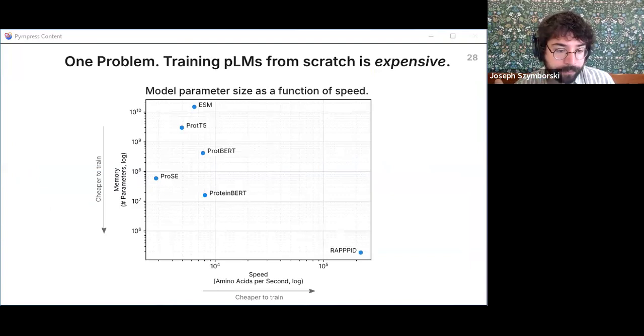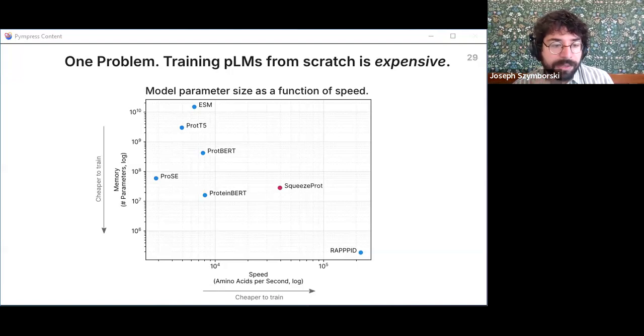There was just one problem. Training pLMs from scratch is really expensive. On the double log graph of GPU memory requirements and forward pass speed, things in the bottom right corner are cheaper to train, and things in the top left are more expensive. Networks like RAPID, my previous method, we're used to training those, and they are far, far cheaper to train. We were going to have to train both strict and non-strict variants of these pLMs to boot, so that's really, really difficult for us in terms of time and money.